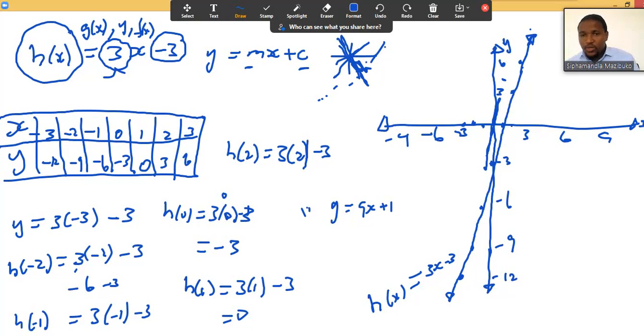Okay, so let's try to look at another one. Let's say this is our last one. It's more interesting. So we have f at x is equal to minus 3x plus 2. Okay, and quickly to our table.